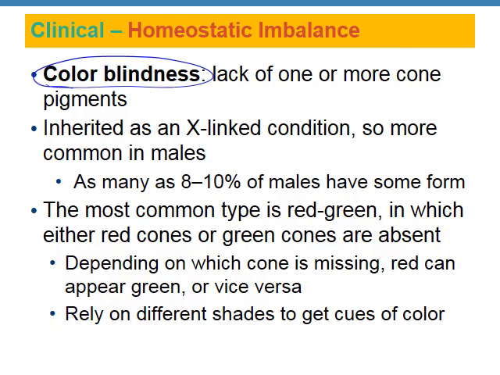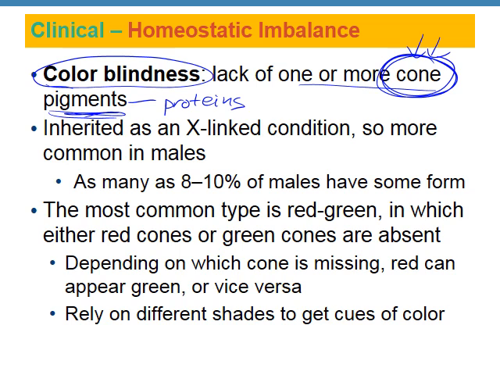I did want to mention color blindness real quick. Basically, if you're lacking one or more cones, so there's different pigments. Remember, pigments are just proteins, colored proteins. I'm not going to get into the anatomy of the rods and cones and the pigments. It's a little bit more complicated, but basically you're missing one of the cone pigments, and it doesn't allow you to see certain colors.